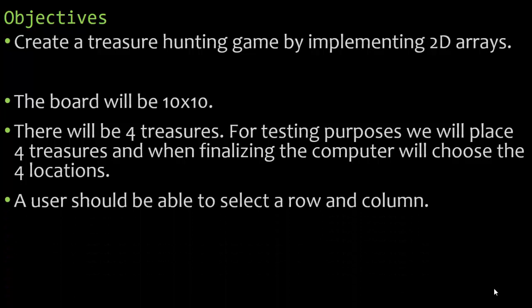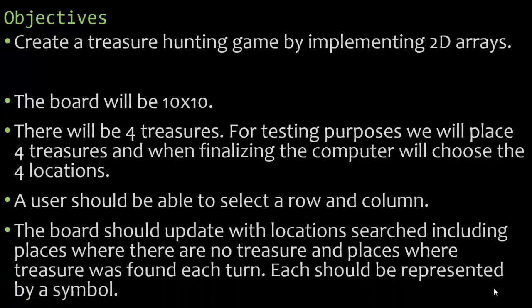Now, a user should be able to select a row and column that they want to search. And the board should update with locations searched, including places where there is no treasure, and places where treasure was found each turn. So every time they take a turn, it should show whether treasure was there or not, and places that still need to be searched. Now, each of those should be represented by a symbol.